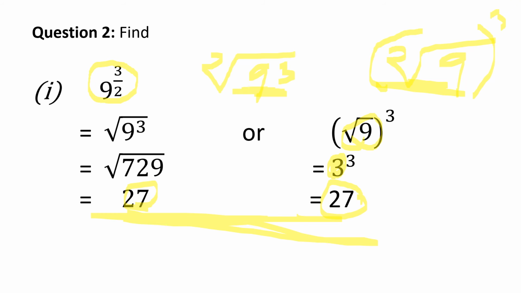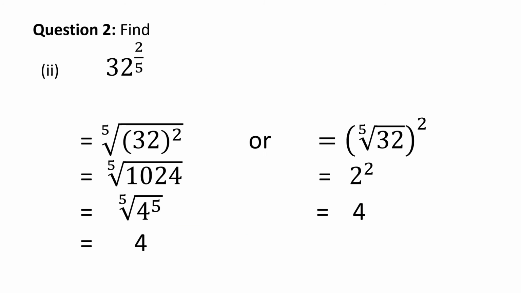Now the next one. Now look at this number. This is 32 raised to 2 by 5. So this 2 shows that 32 is going to have a square, and this 5 shows that 32 square is going to be inside a fifth root, right? So fifth root of 32 square. Now 32 square is 1024. So I write 1024, right?